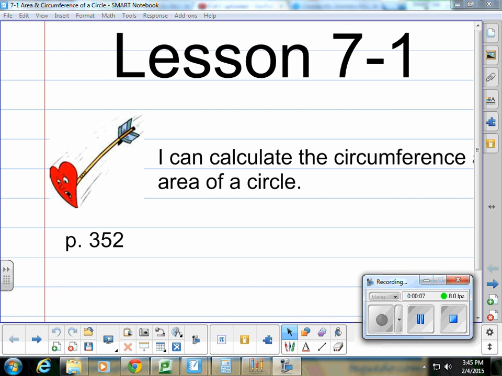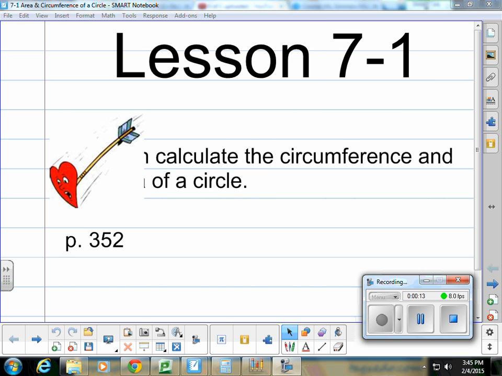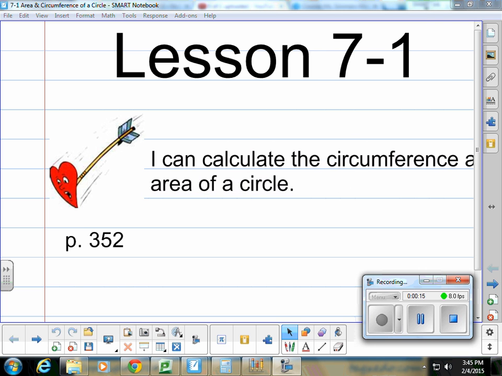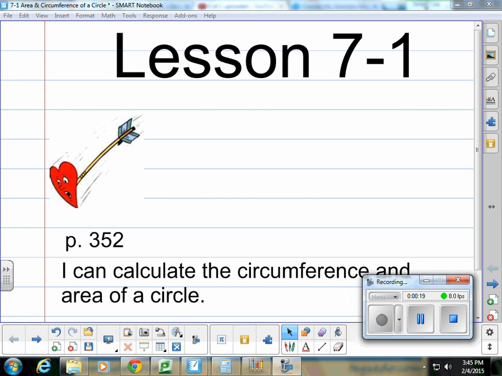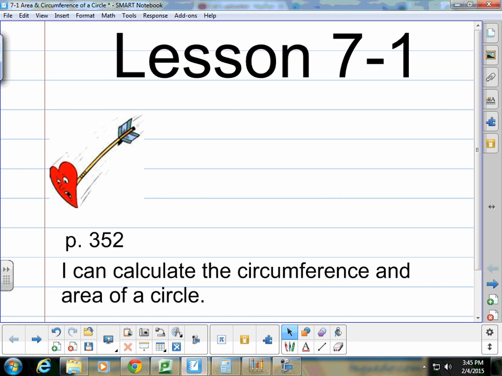In Lesson 7-1, starting on page 352. This is where you can calculate the circumference and area of a circle. The end got cut off there. Maybe I can bring it down here. So we can calculate the area of a circle.